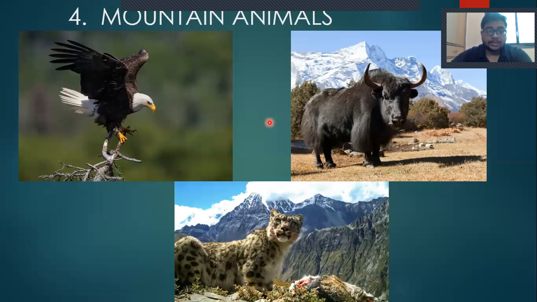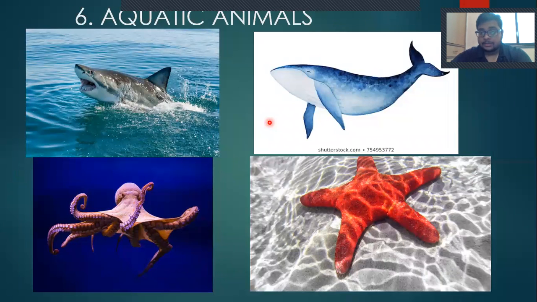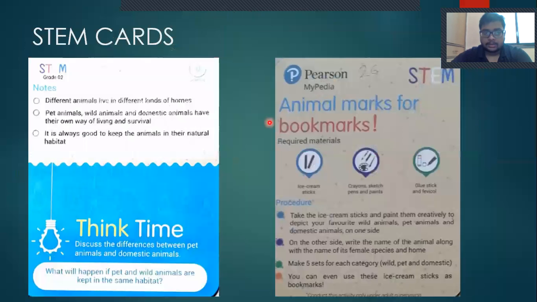Then there are mountain animals which can survive in very less quantity of air. Then there are polar animals which can survive on very low temperature, like in ice. And there are aquatic animals which can survive in water. Okay, so we have learned these things today. Now, think time for all of you guys.